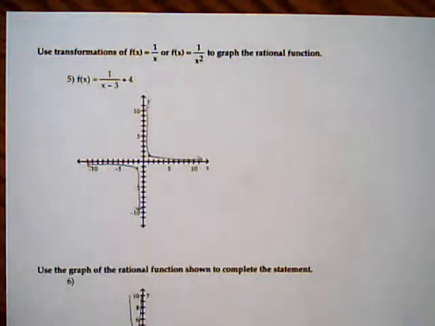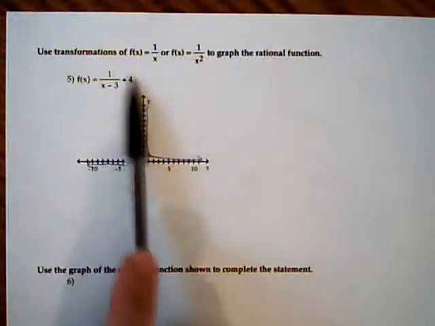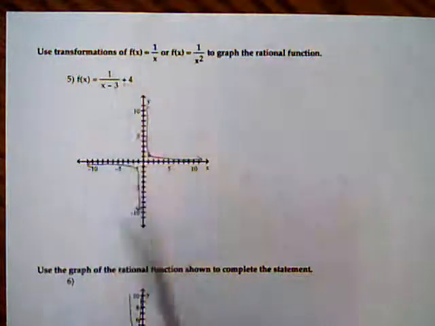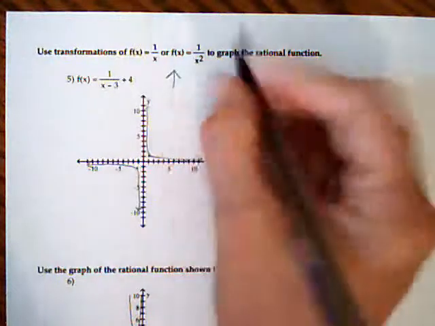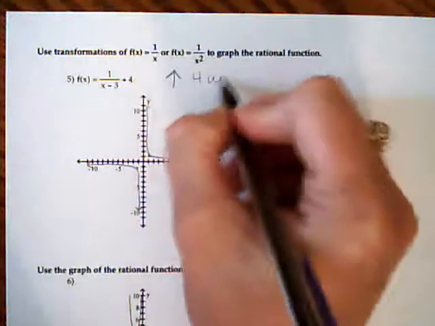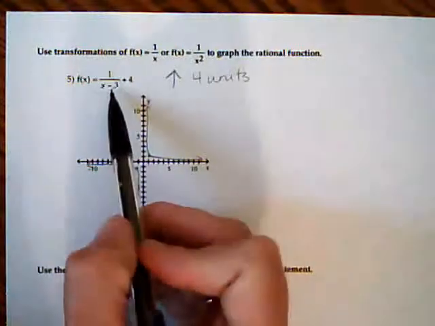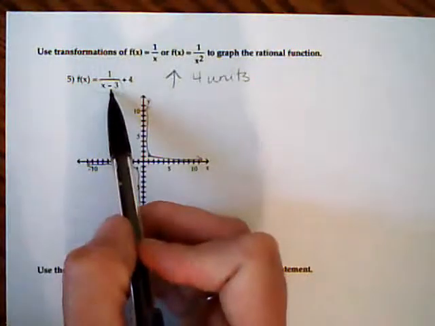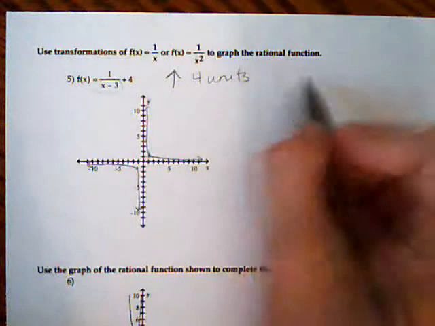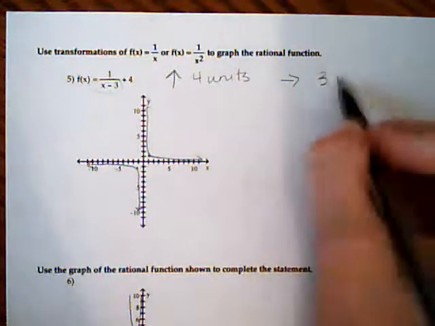What's going to happen to your graph if I have a constant that's being added to the function? That means my parent graph would go up, or be translated up 4 units. And if I have a constant subtracted from the variable of the function, that means it would be moved to the right 3 units.